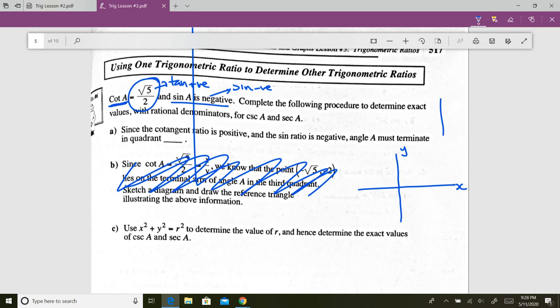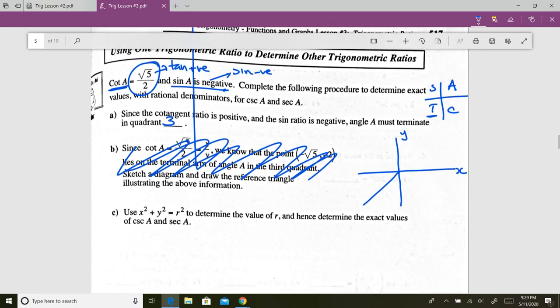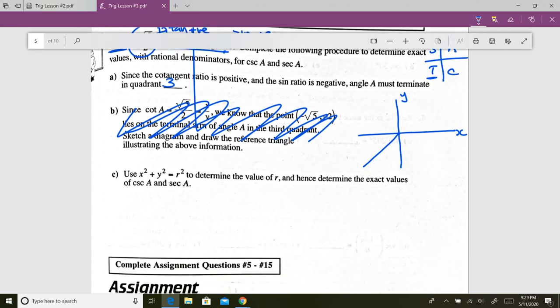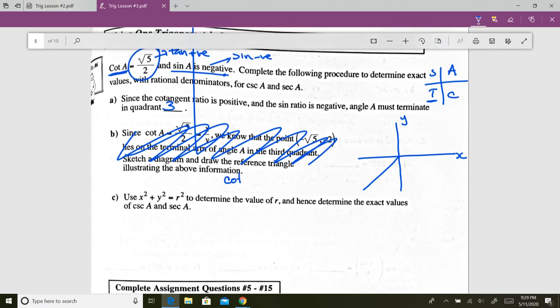So remember, add sugar to coffee. Where's tangent positive? Third quadrant. Is sine negative in the third quadrant? Yes, it is, because only tan is positive. So we know from this information, we are in the third quadrant. We don't know where, we don't care. But right now, all I like to know is that I am in the third quadrant. So we're in quadrant 3. Okay.